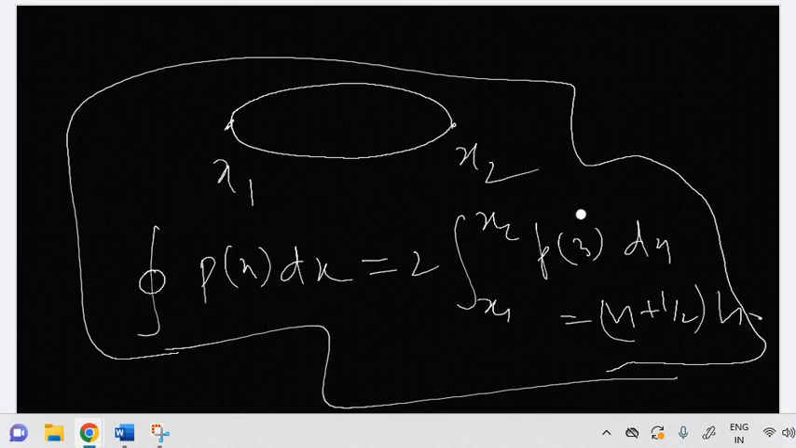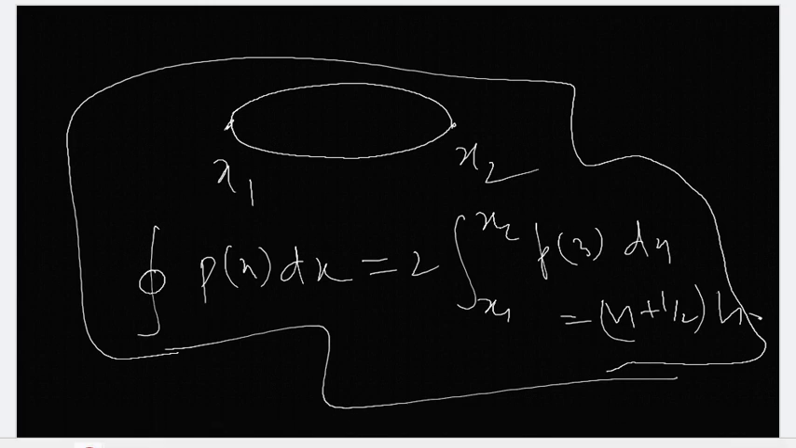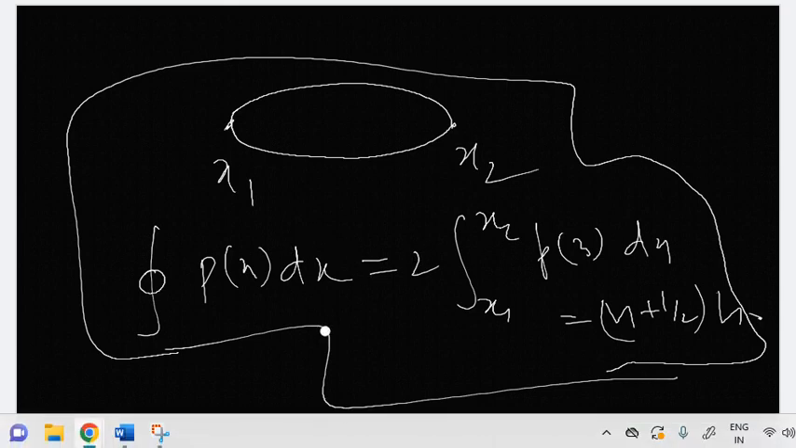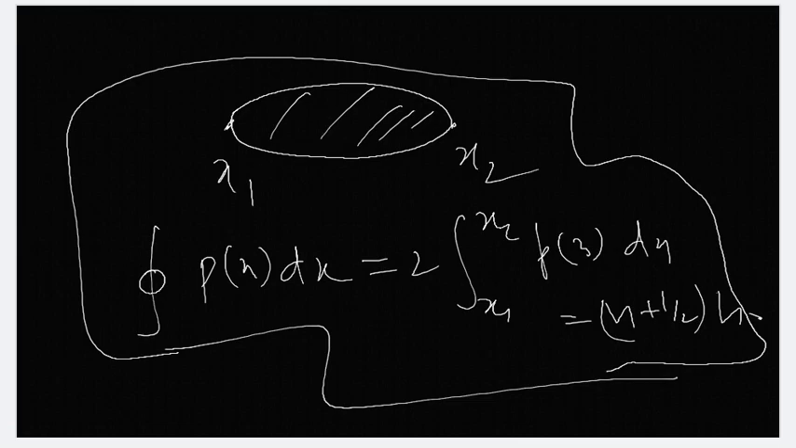From x1 to x2 and x2 to x1, the closed path integration. For closed path integration, this is the total phase space volume or phase space area, whatever you can say. It is equal to that Sommerfeld quantization.